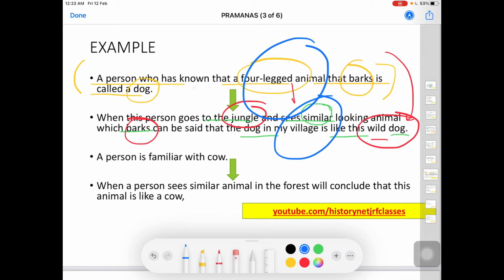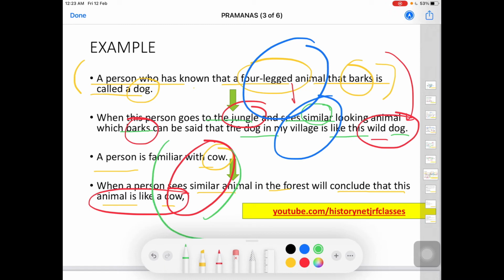We draw some conclusion. Another example is, a person is familiar with a cow. Everyone is familiar with the cow, their body structure, their moaning, their sound. So when the same person sees a similar animal in the forest, he will conclude that this animal is like a cow. If you find a similar animal, same body structure, same body language, four legs, then the person will draw a conclusion that the animal is like a cow. So here similarity is important. If there is any similarity, and on the basis of that similarity a conclusion is drawn, then that will come under Upmana, that is, to compare or to draw an analogy.